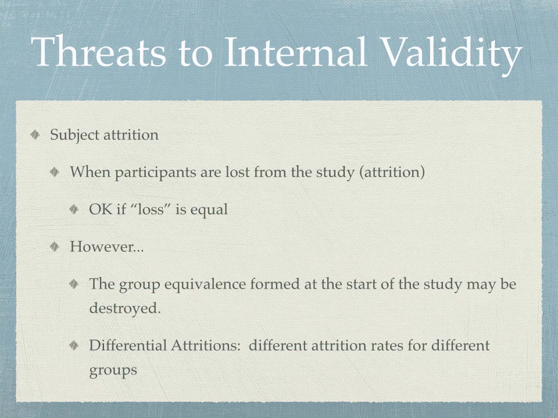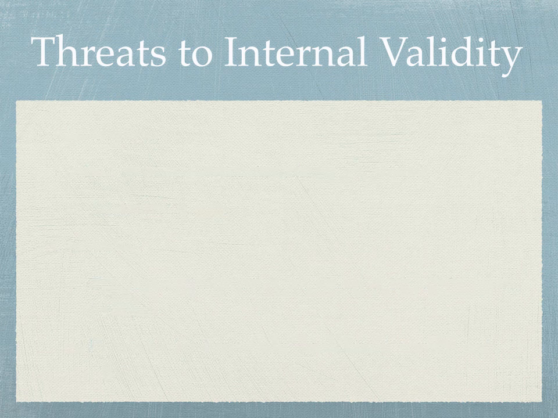Differential attrition can also be an issue within subjects designs as well, and we especially see it in longitudinal designs. Again, a longitudinal design is kind of a super version of a within subjects design that can happen over many, many years. And so attrition is going to happen in those kinds of studies. The problem is when that loss is not equal. When that loss is not equal, we lose internal validity, and we lose the ability to say that our independent variable is causing our dependent variable.